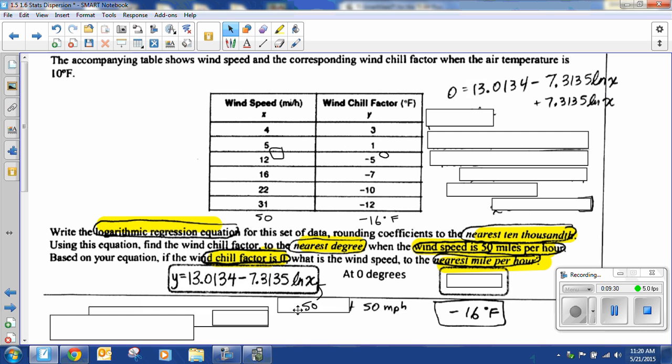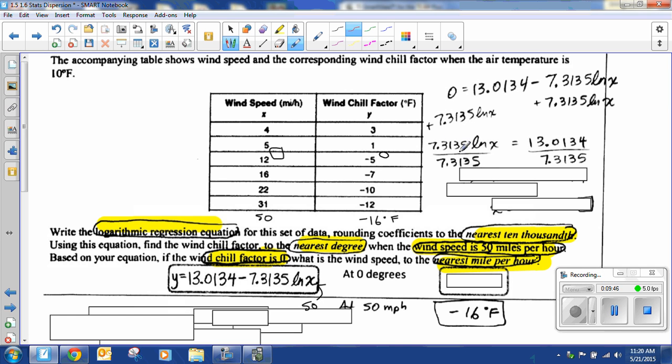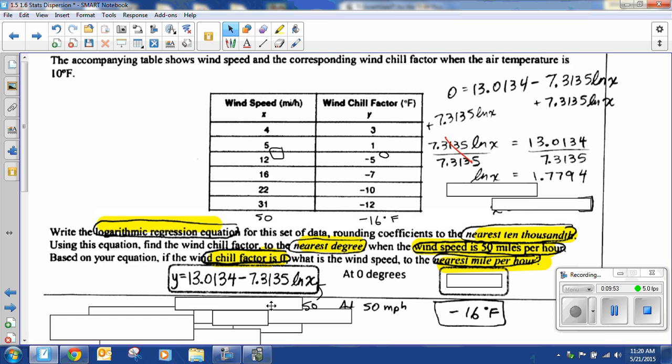So I'm going to add 7.3135 ln x to both sides of my equation so that everything is positive. I need to isolate ln x, so I'm going to divide by 7.3135. That cancels out this over here. 13.0134 divided by 7.3135 gives me 1.7794, and ln x is now isolated.